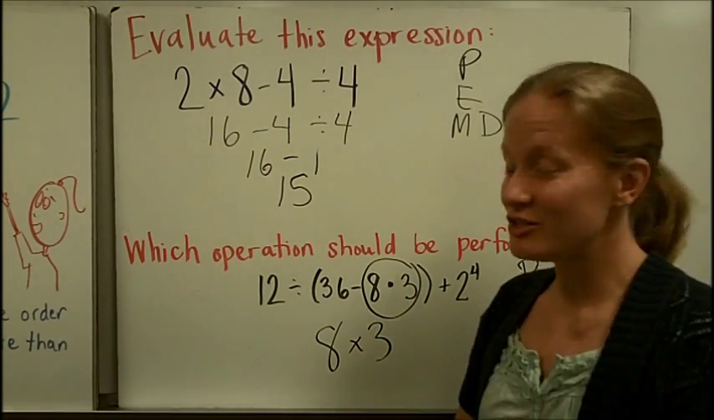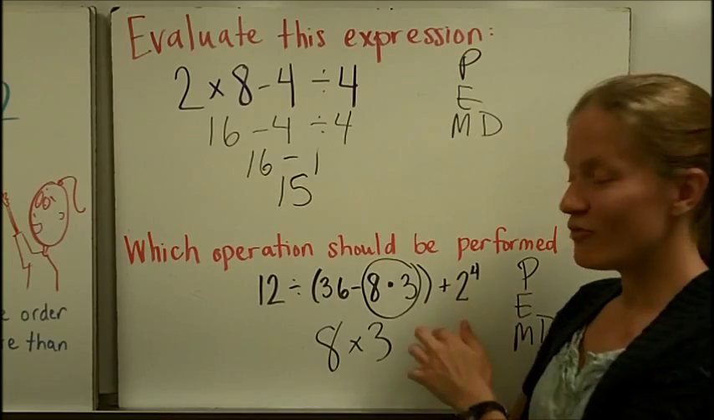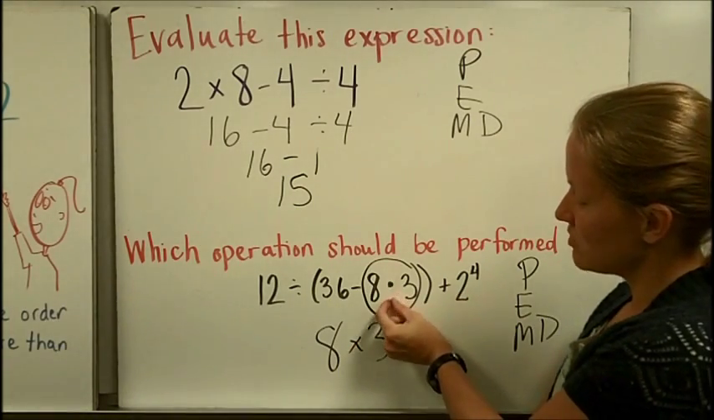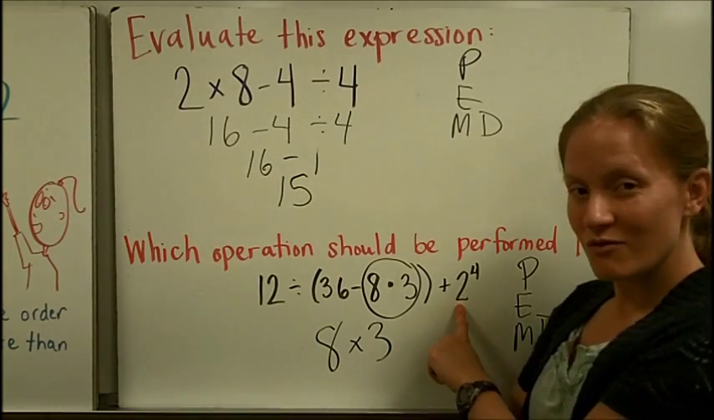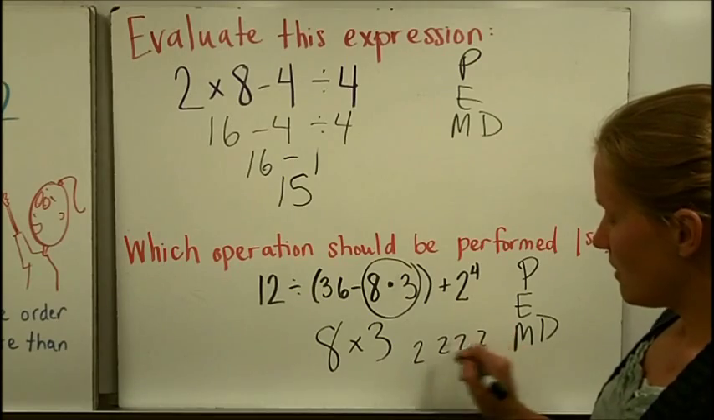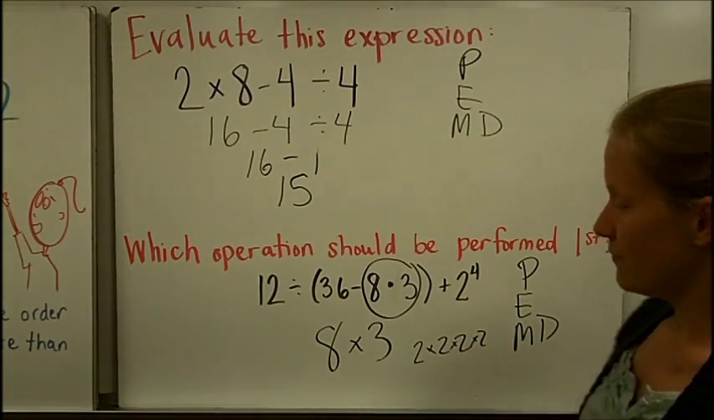If you want to have a challenge, I would challenge you to continue simplifying this expression to find out what its value is. Remember that this is multiplying. Remember that 2 to the 4th power means take 4 2's and multiply them together. Good luck.